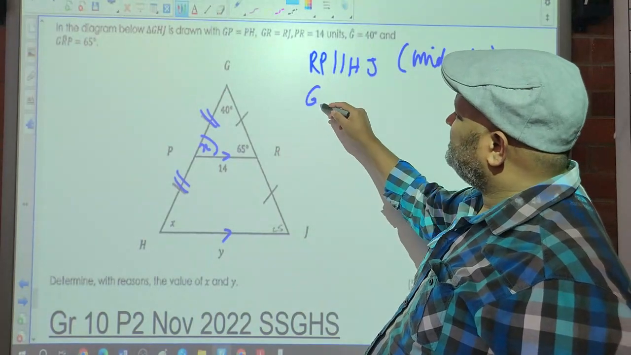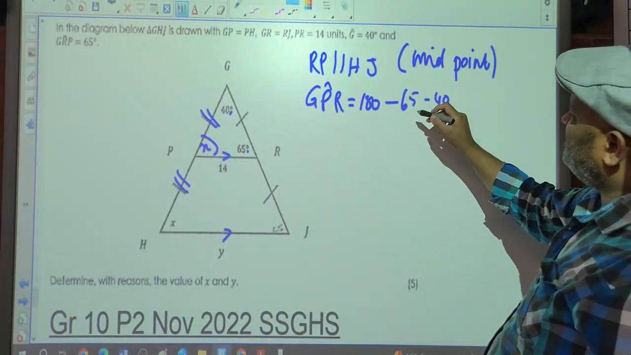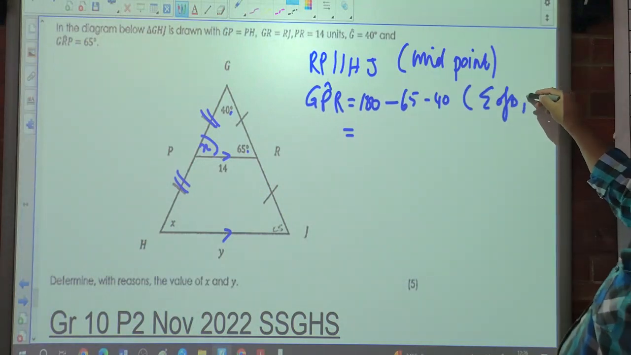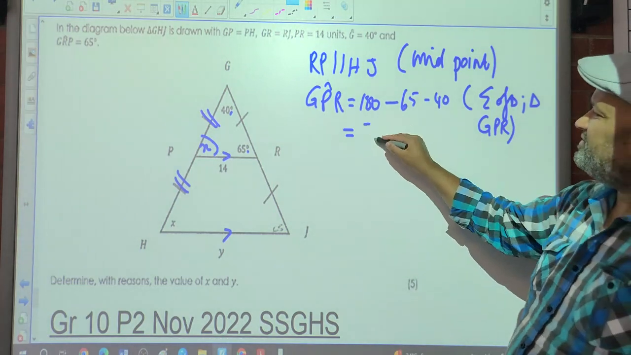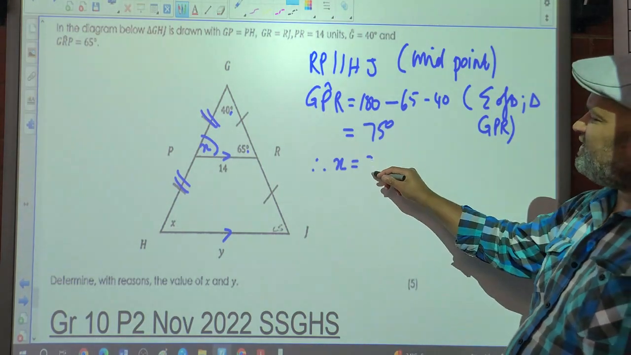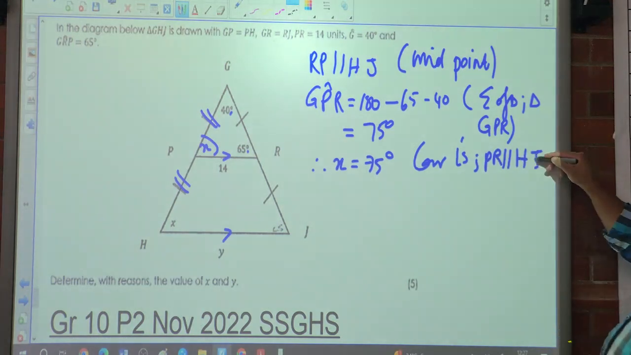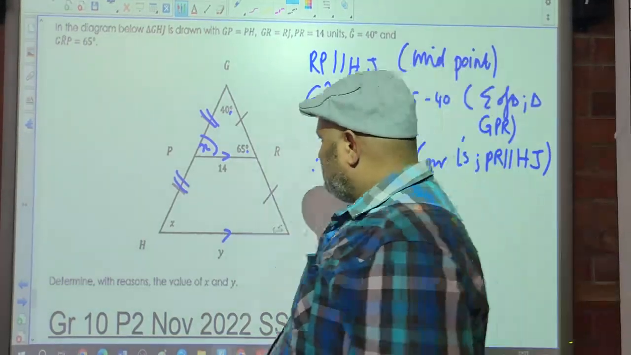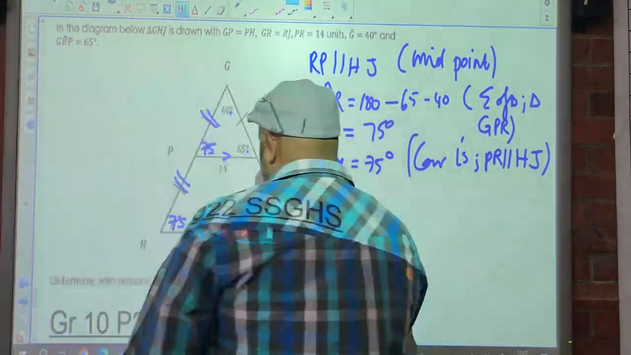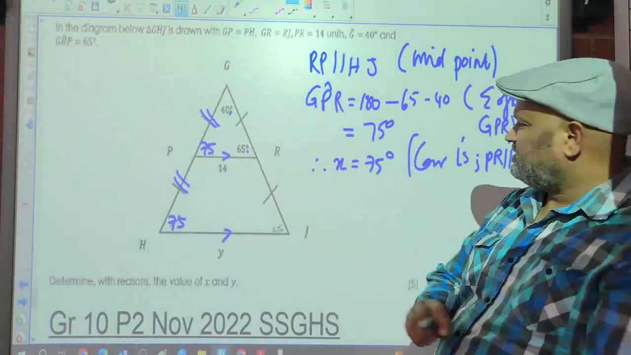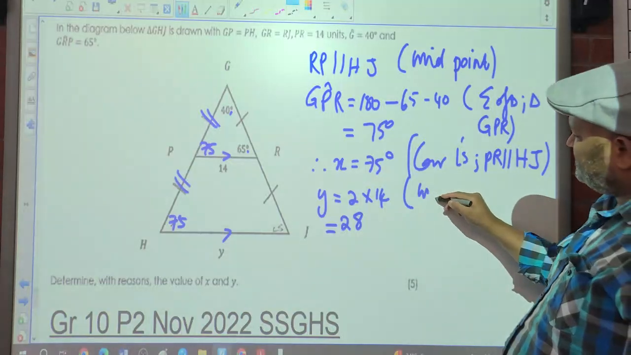So GPR is equal to 180 minus 65 minus 40. Why? Sum of angles of a triangle, and it's triangle GPR, which is 75. So therefore, X is equal to 75. Why? Corresponding angles are equal with PR being parallel to HJ. Okay. So this is 75. And then Y, we said that this will be double that length. Then Y is equal to 2 times 14, which is 28. Why? Because of the midpoint theorem here.